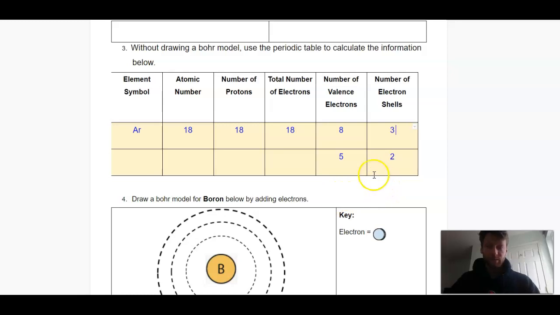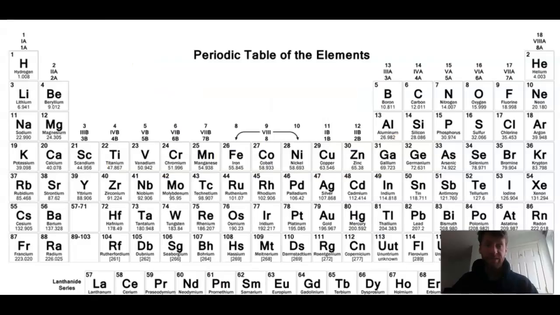This second one, wait, it doesn't tell me any information. It only tells me the valence electrons and electron shells. Well, we have to go backwards and figure it out. So 5 valence electrons, so it's going to be somewhere in 5A, and 2 electron shells, so it should be in the second period. Well, be careful here.